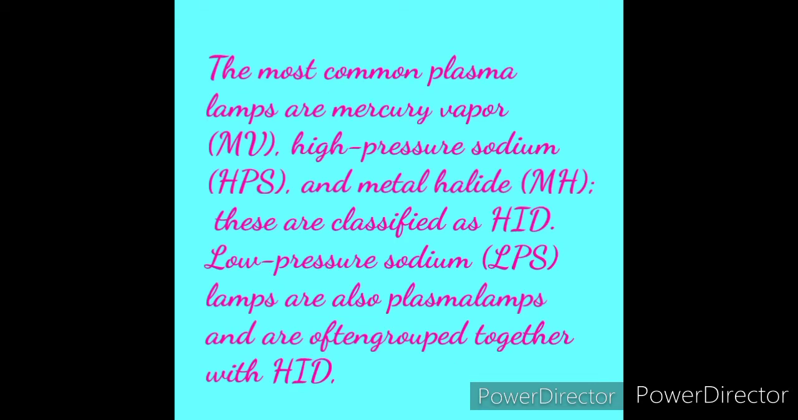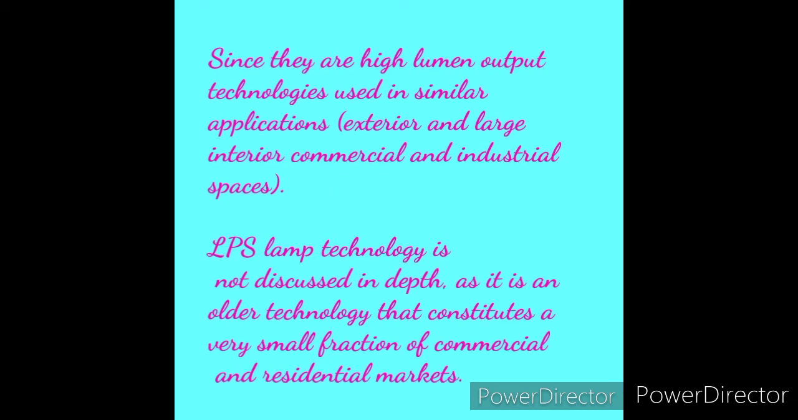The most common plasma lamps are mercury vapor, high-pressure sodium, and metal halide. Low-pressure sodium lamps are also plasma lamps and are often grouped together with HID, since they are high lumen output technologies used in similar applications: exterior and large interior commercial and industrial spaces. LPS lamp technology is not discussed in depth, as it is an older technology that constitutes a very small fraction of the commercial and residential markets.